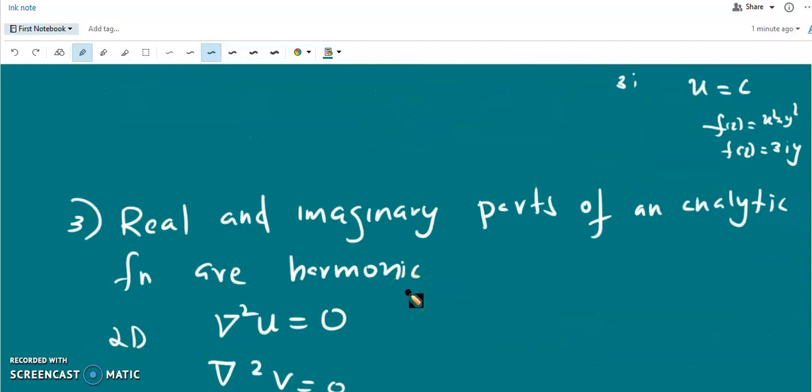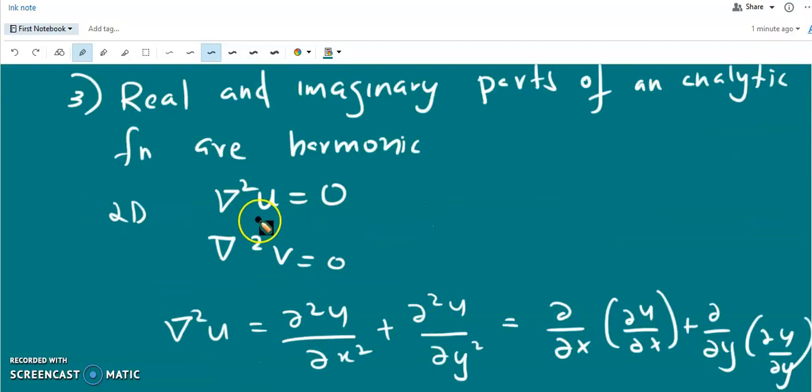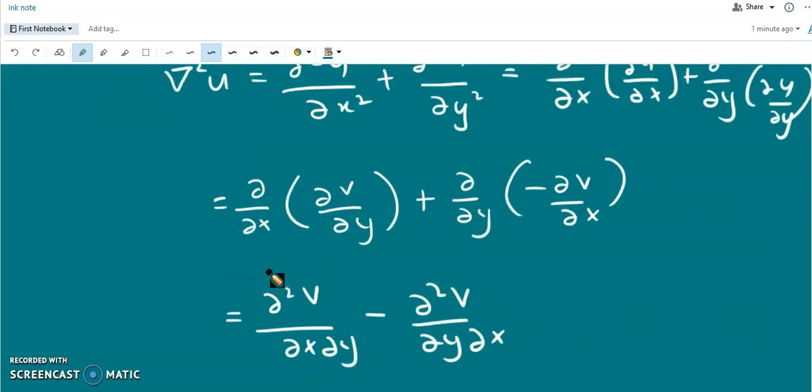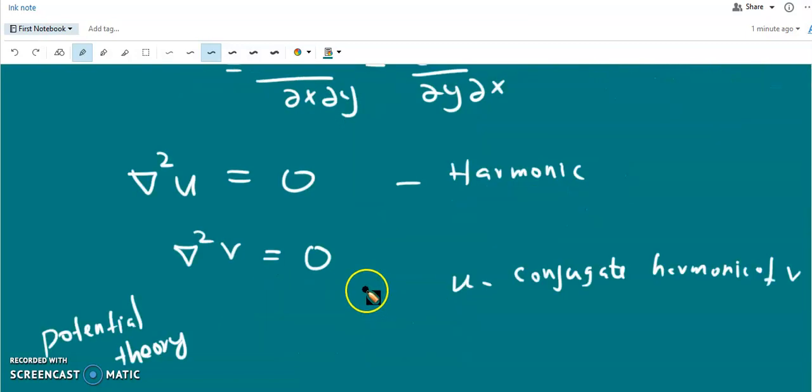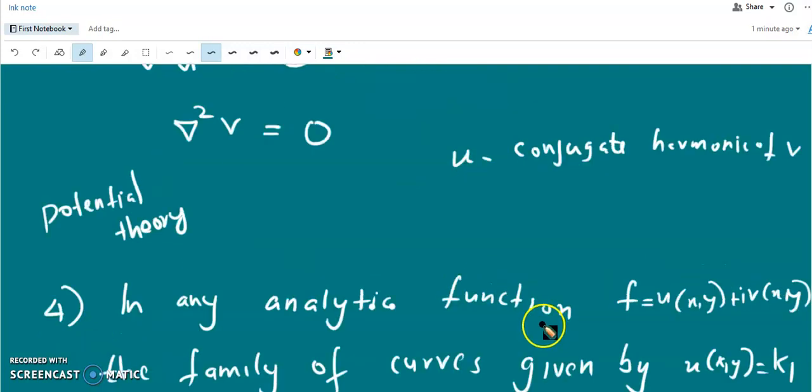And the third property is that the real and imaginary parts of the analytic function are harmonic. So that means u and v should satisfy Laplace's equation in 2 dimensions, or the 2-dimensional Laplacian of u and v are zero, or we can say that they are harmonic. And u is the conjugate harmonic function of v, and v is the conjugate harmonic function of u.